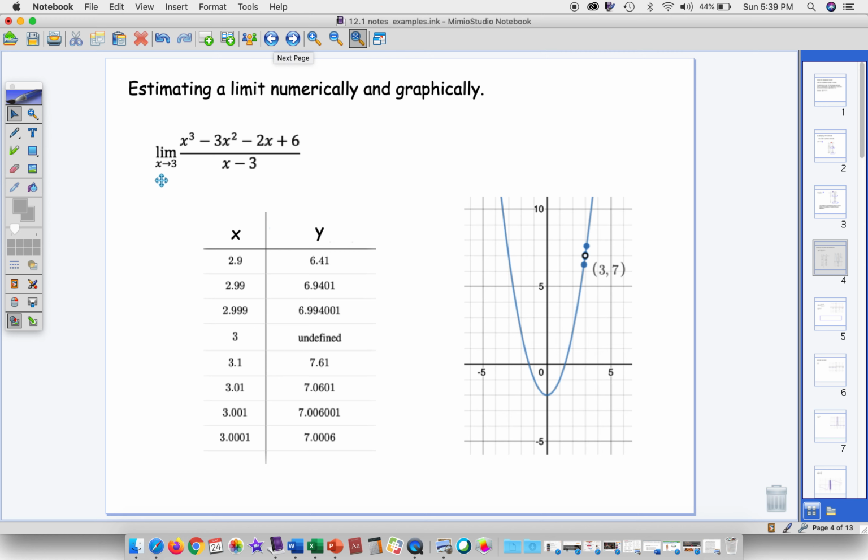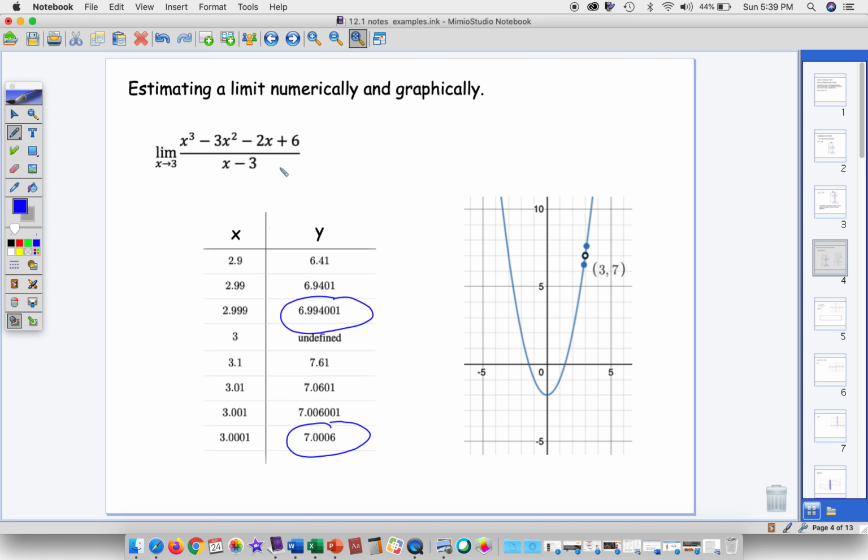Here's another example. Again, if we were to plug in 3, we would get an indeterminate. If I look at the table as I'm approaching 3 from the left, there's our y value. And as we approach 3 from the right, here's from the left, and here's from the right. As we get closer and closer, we can see that from both sides, we're approaching that y value of 7.